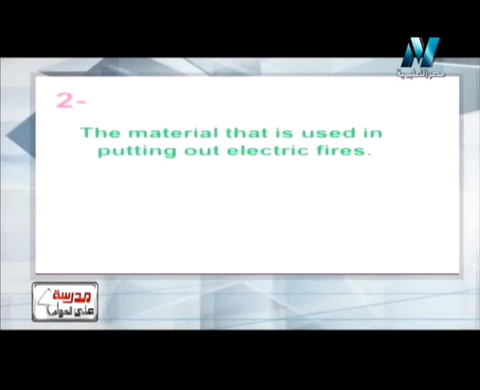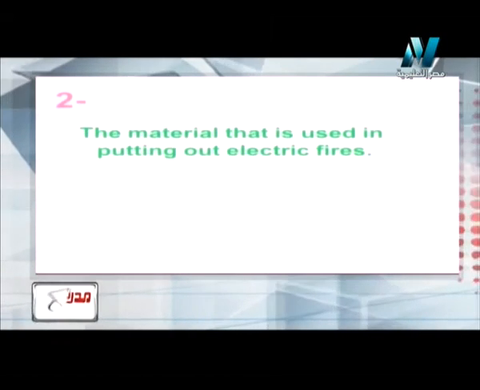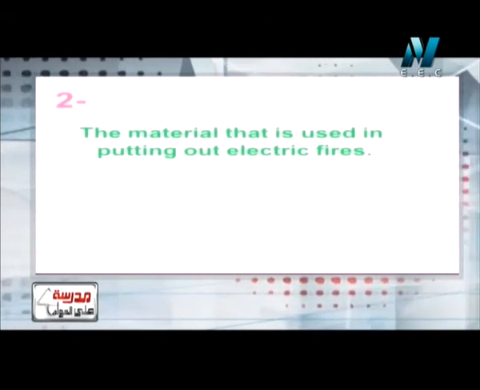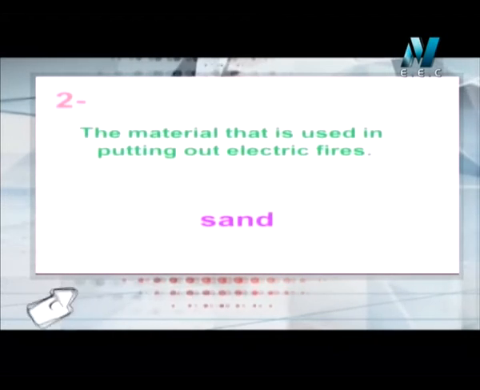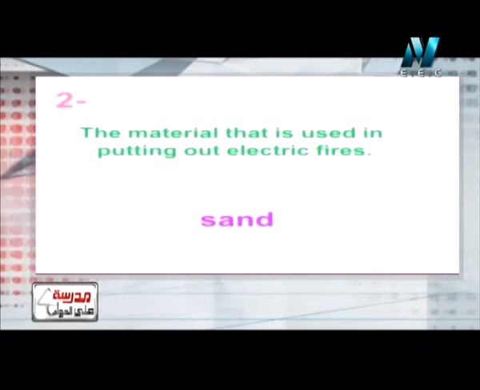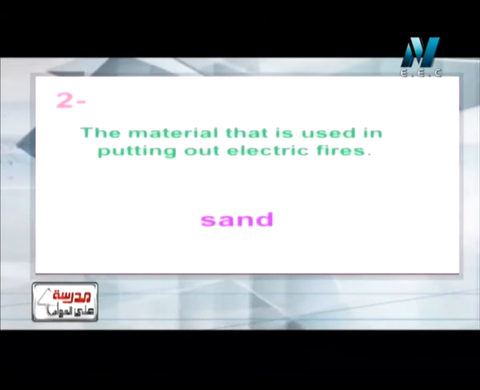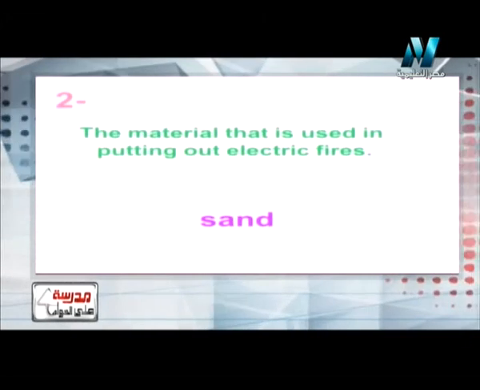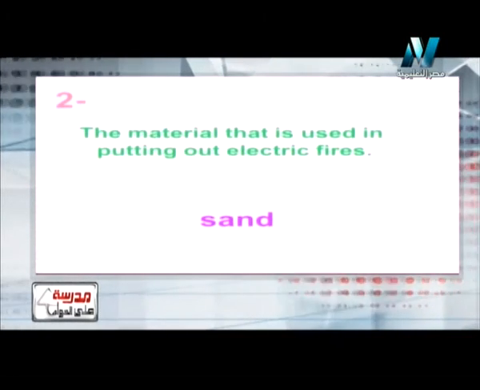Another question. The question says: the material that is used in putting out electric fire. Surely we know that water cannot be used in putting out electric fire because water is a good conductor of electricity, but we can use sand, for example. We can use a fire extinguisher. We can use anything that is not a conductor of electricity, an insulator like sand. Again, the material used in putting out electric fire will be sand.